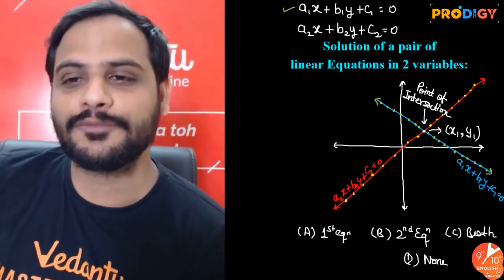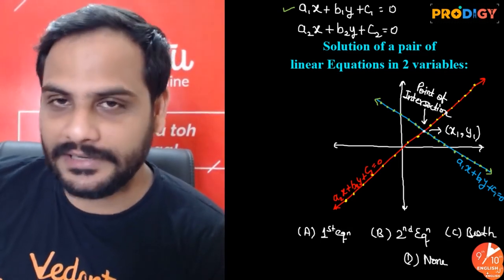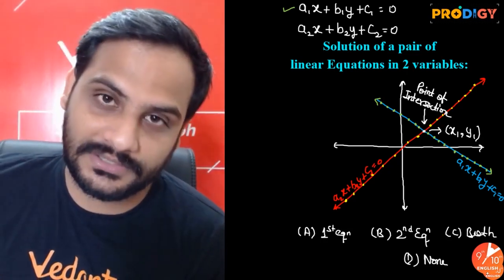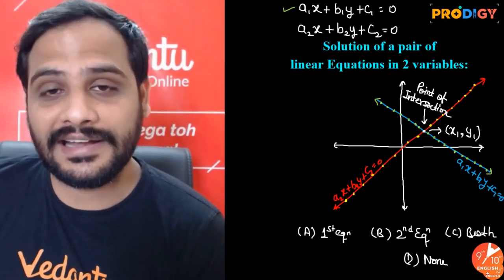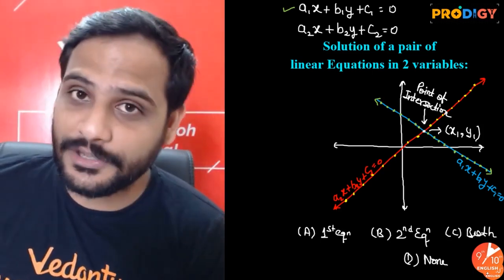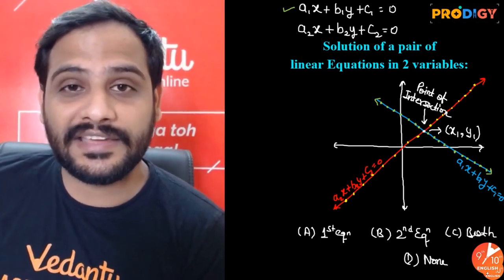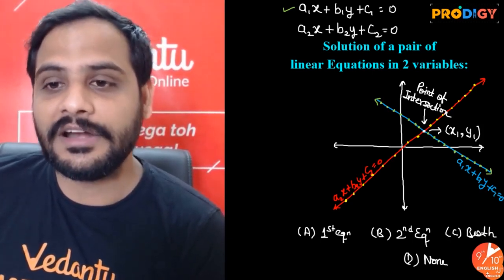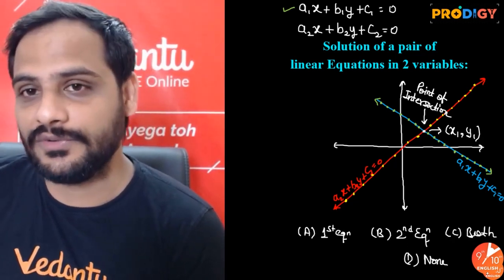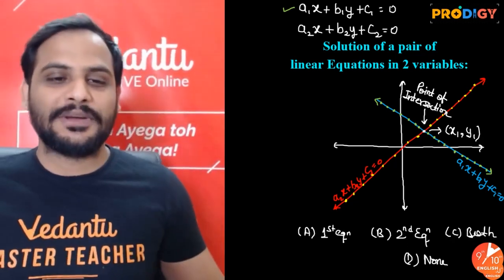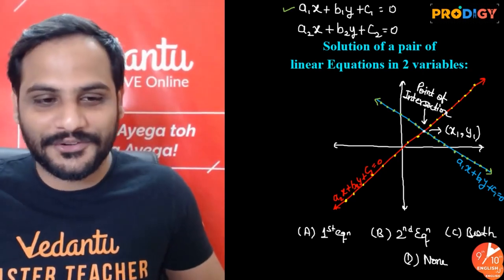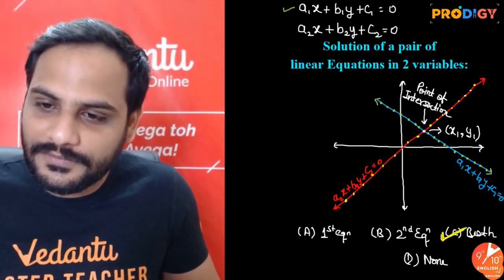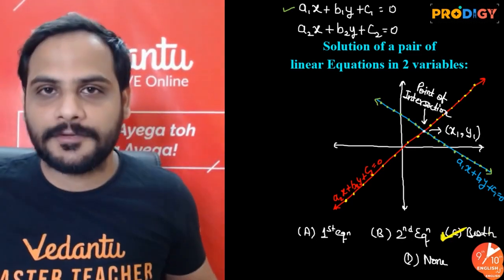What do you think? This point of intersection where both the graphs are meeting. I know all the points on the blue line represent the solution of the first equation, and all the points on the red line represent the solution of the second equation. So will x1 comma y1 represent the solution of the first or the second equation? I hope all of you are giving the correct answer. The correct answer is option C: it will represent the solution for both.